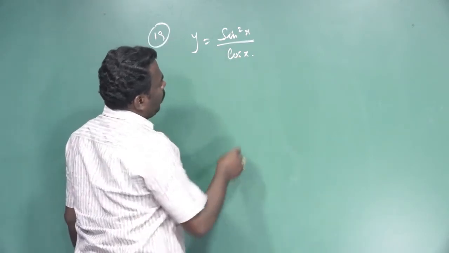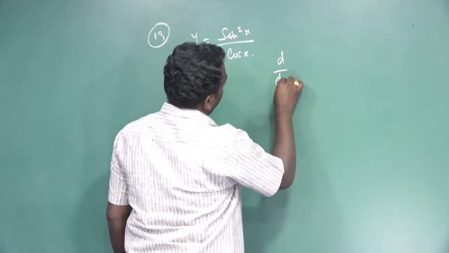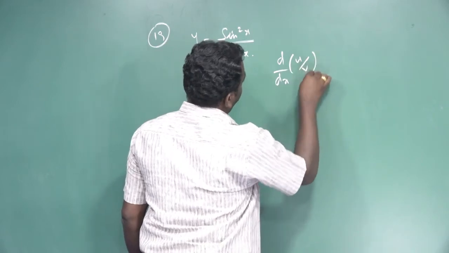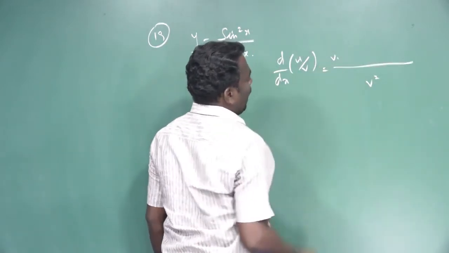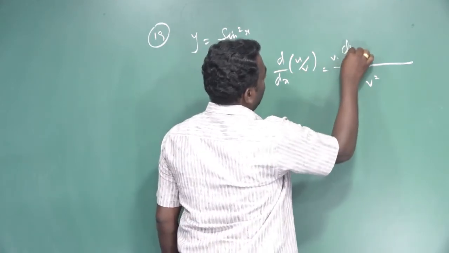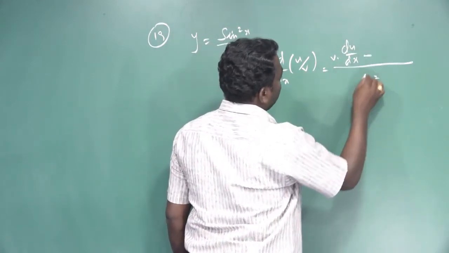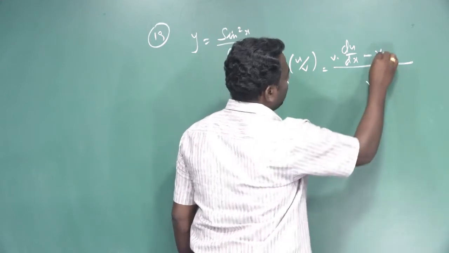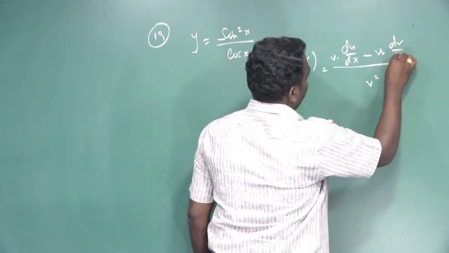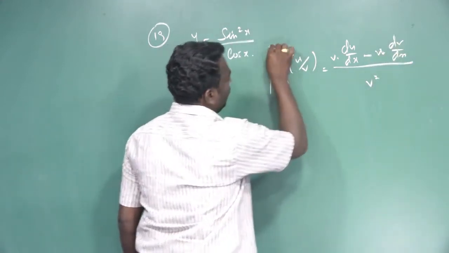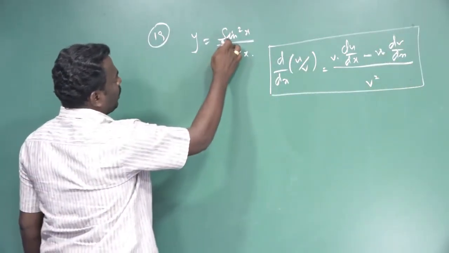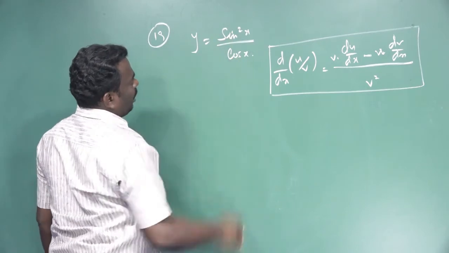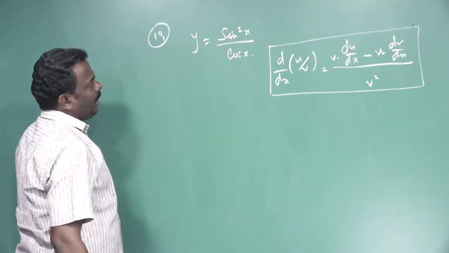Now applying the quotient rule, you know about the quotient rule, d by dx of u by v is equal to the denominator v square, and first keep v as it is, differentiate the numerator term, du by dx, minus, and keep u as it is, differentiate dv by dx. Applying the quotient rule to derive this equation. Here u is called the numerator and v is called the denominator, sin square x by cos x.